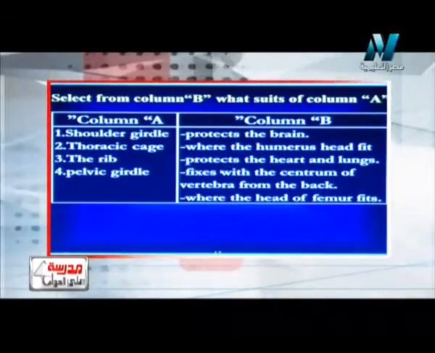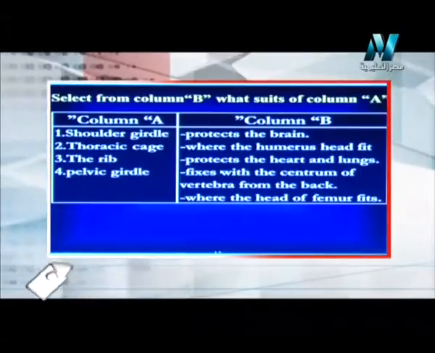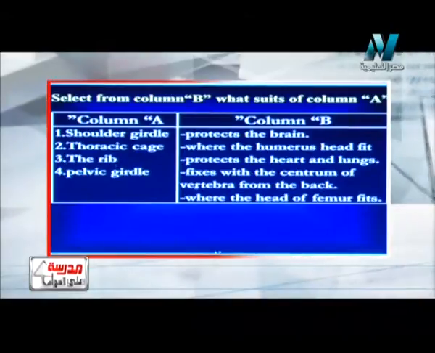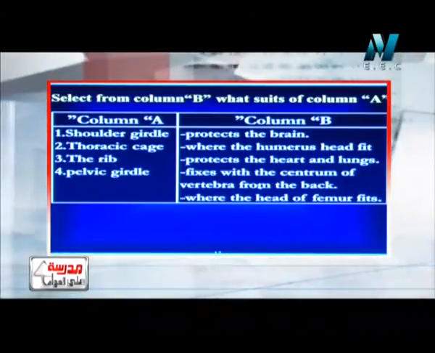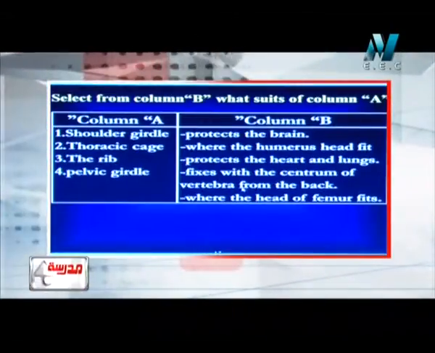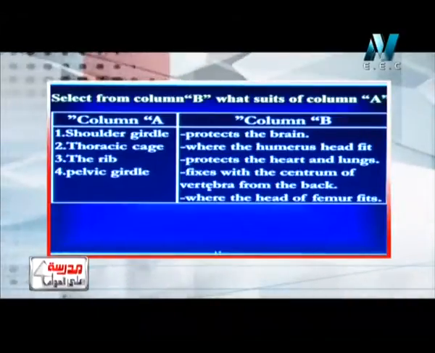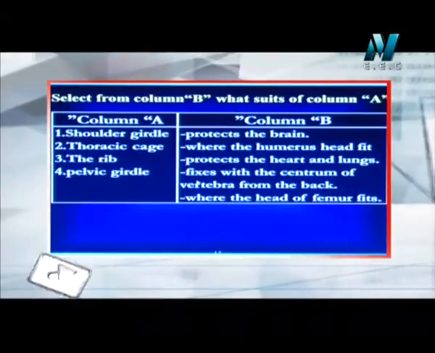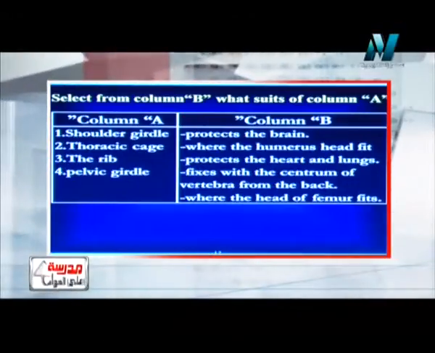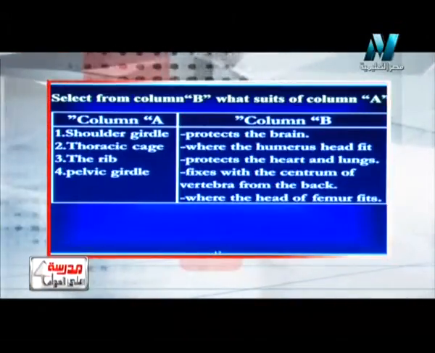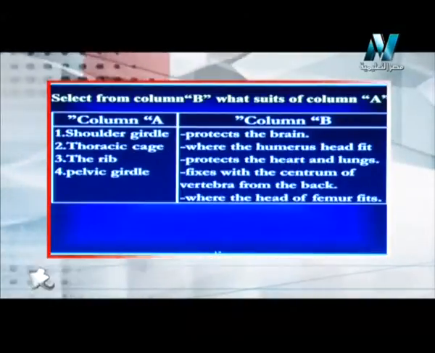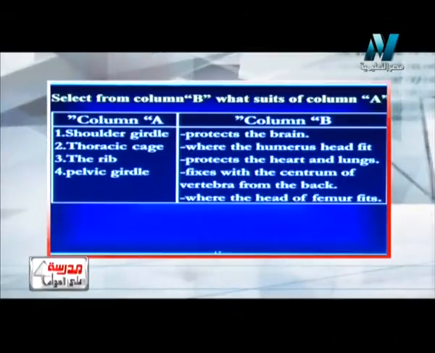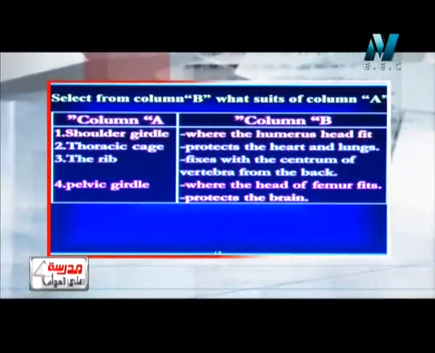The bone which protects the heart and the lungs is the thoracic cage. Fixed with the centrum of the vertebra from the back, it is the thoracic vertebra; it is the ribs which are connected with the thoracic vertebra at the centrum and the transverse process. So that's number 3. Where the head of the femur fits, that is the acetabulum cavity or the pelvic girdle. So that is the right answer.